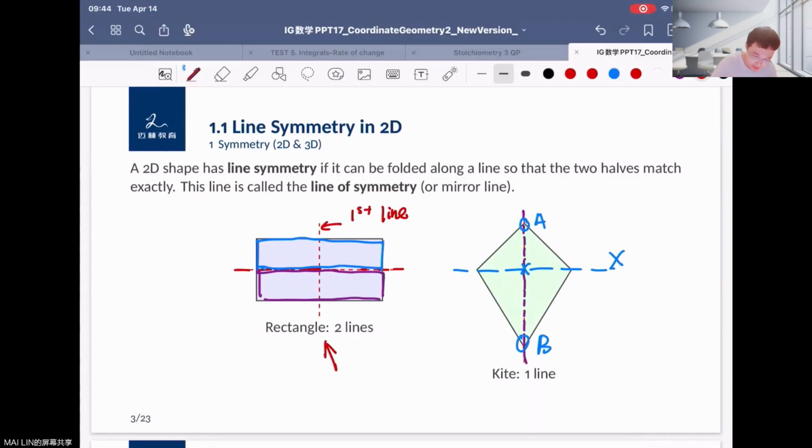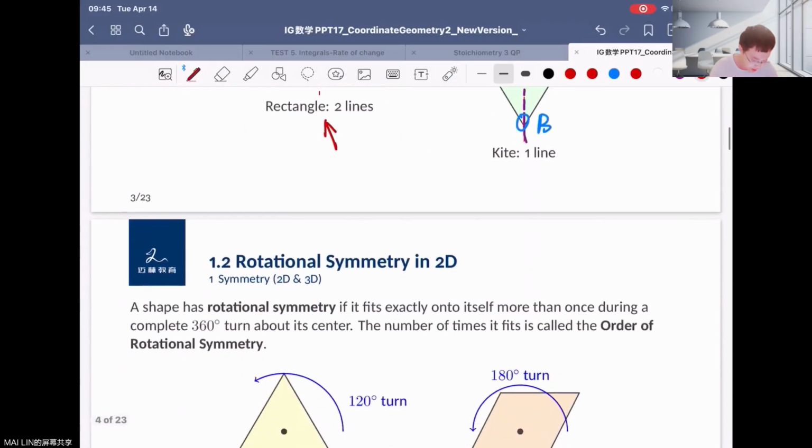Or you can also say here triangle ACD is very different from triangle BCD. So this is not a symmetrical graph. That is for line symmetry in two dimensions.